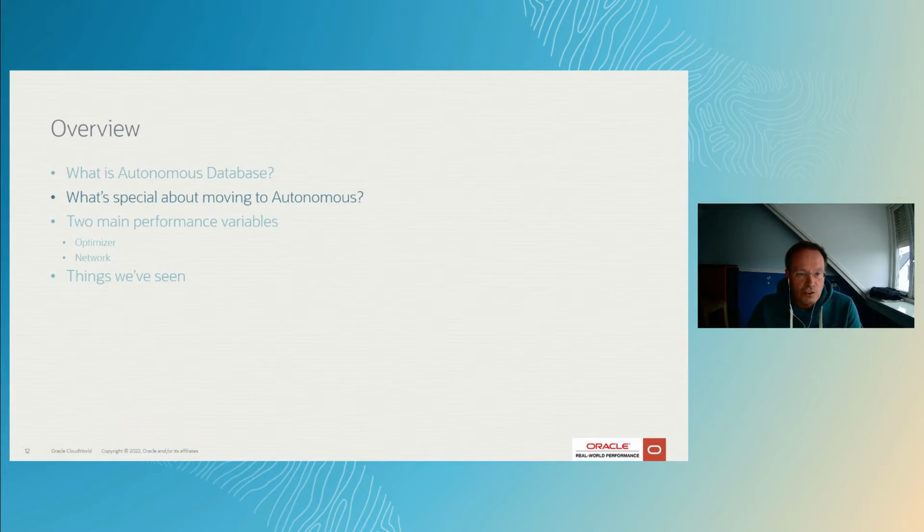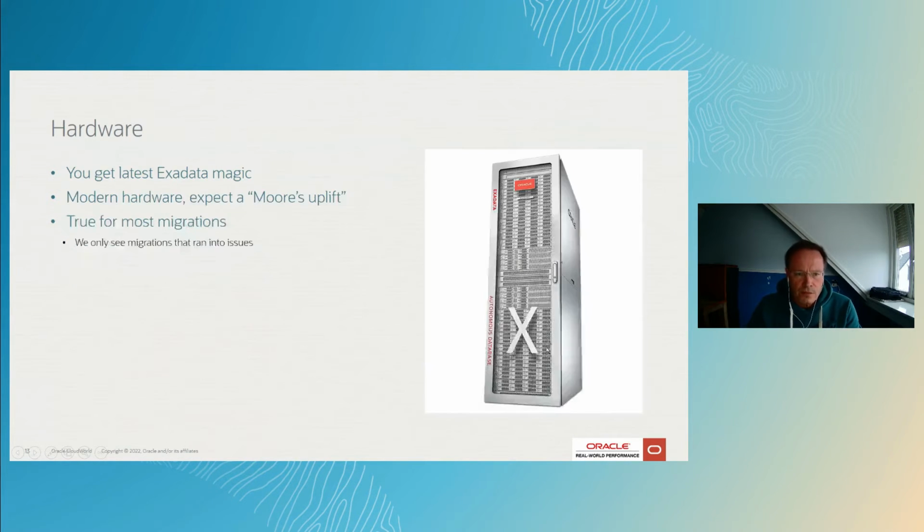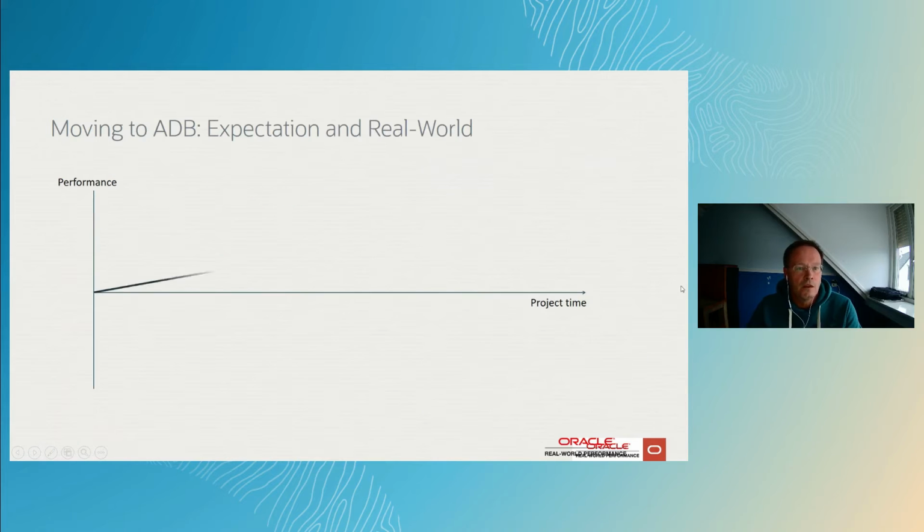So what's special about moving to ADB? Well, of course, you get the latest Exadata magic, right? So you get the best and the finest technology that we have in our Exadata, and you should expect what we call a Moore's law uplift. So out of the box, the database workload of your application should run faster than it did on premises. And this is true for most migrations. Of course, our team only sees the migrations that ran into issues, which is what I'm sharing here today. So what you should expect is lift and shift. In most cases, they get this Moore's law uplift. They see a slight increase in performance.